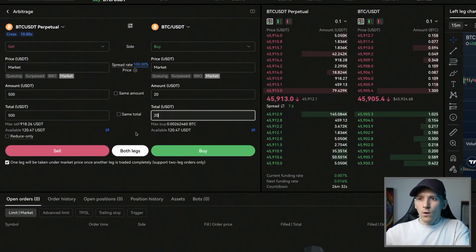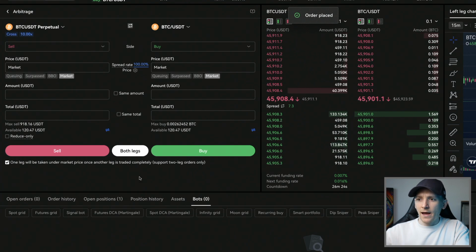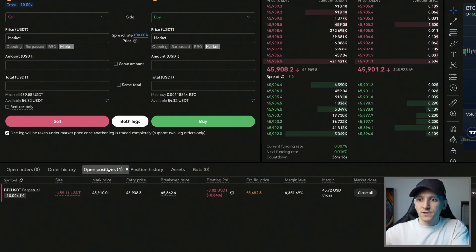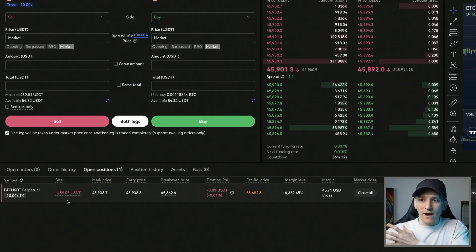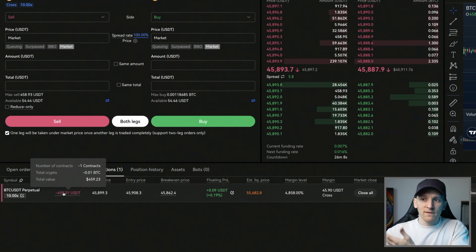So what I'm going to do is open both legs like this, and it's going to confirm that. You can see all of that. I'm going to confirm, and that should be open for me. So of course, the spot trade is just a standard spot trade. So I've now got $20 of BTC, and down in my open positions right here, you can see the short position. So the size is around $500. You can see that here, 0.01 BTC, which was the contract, right? So that's what we're trading.